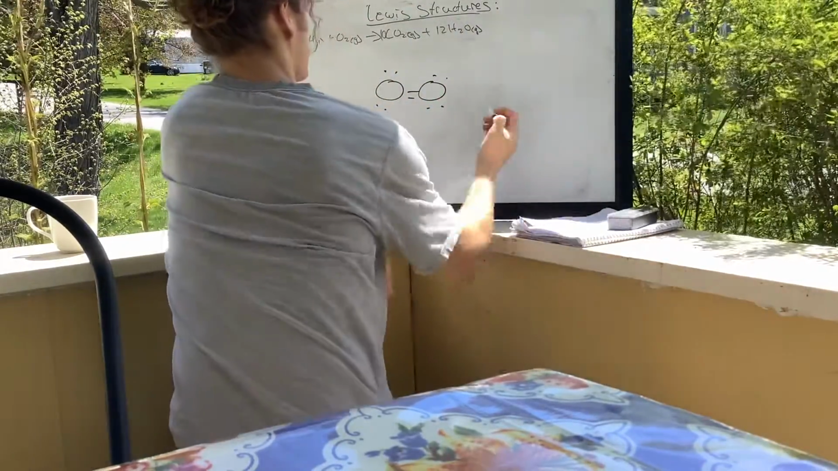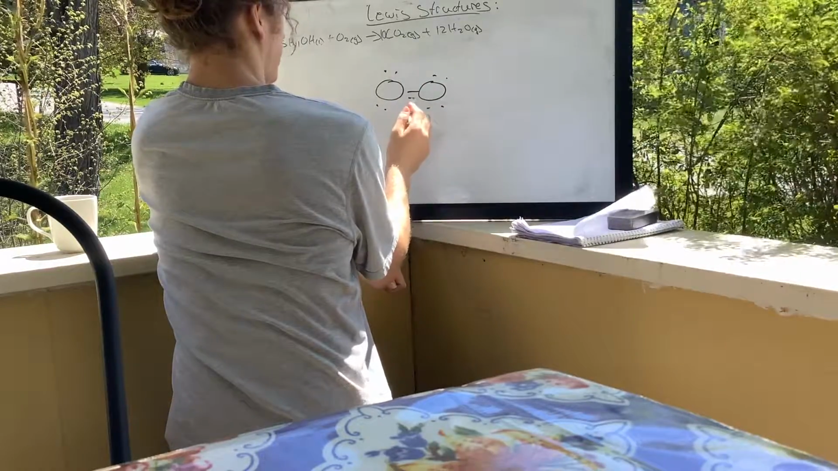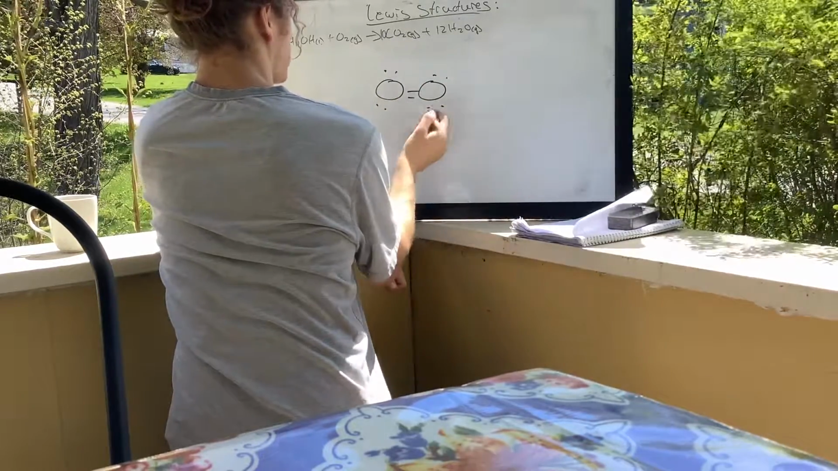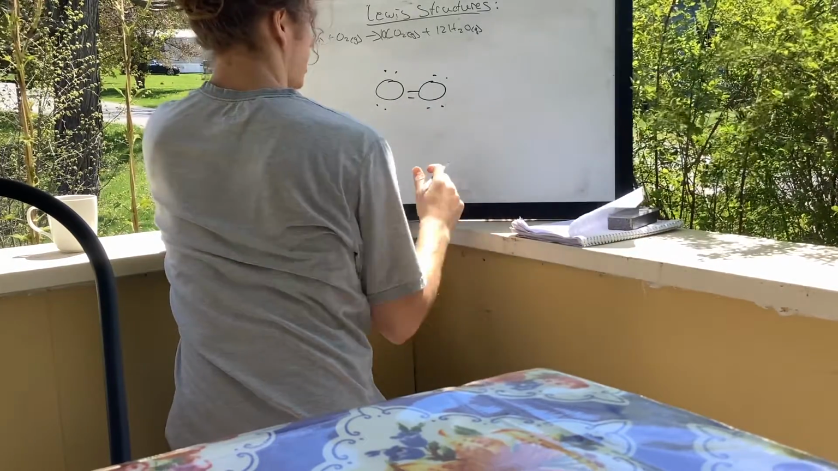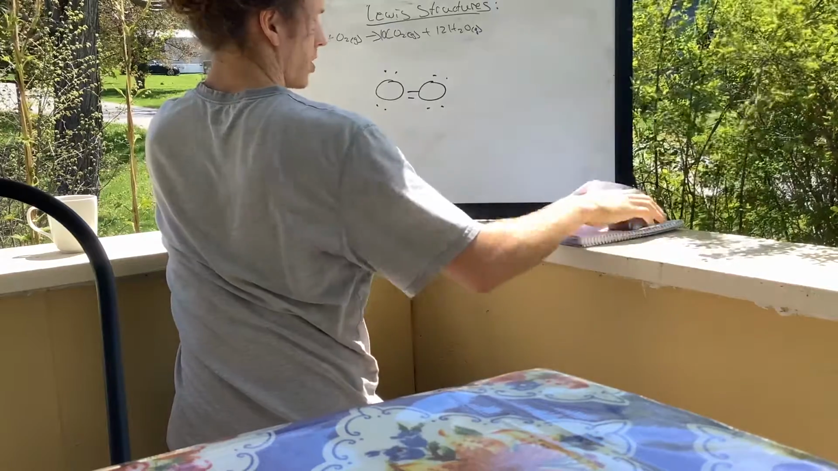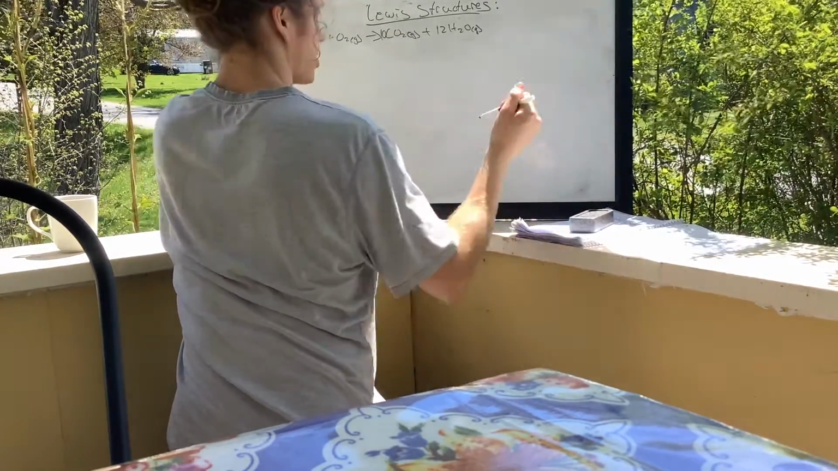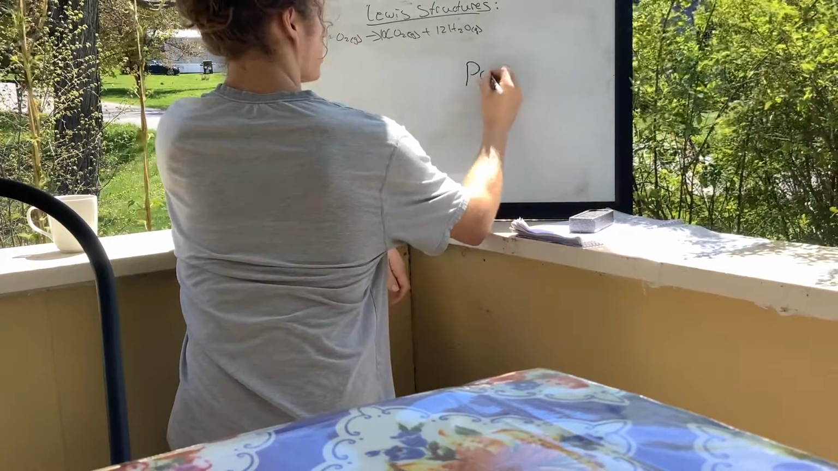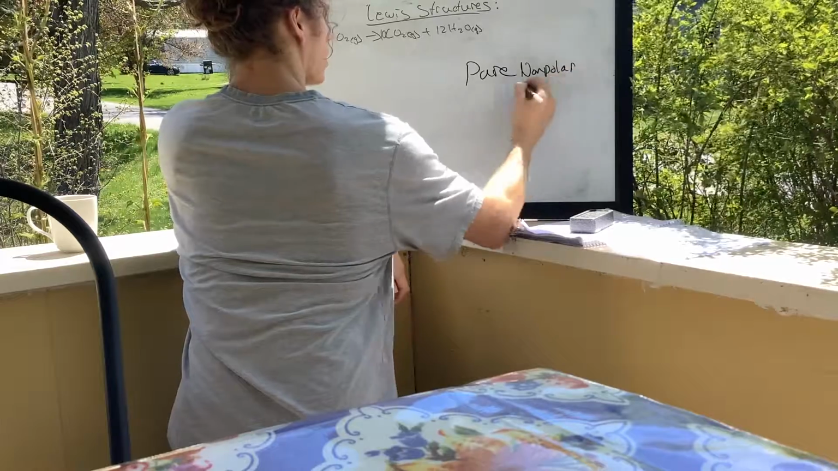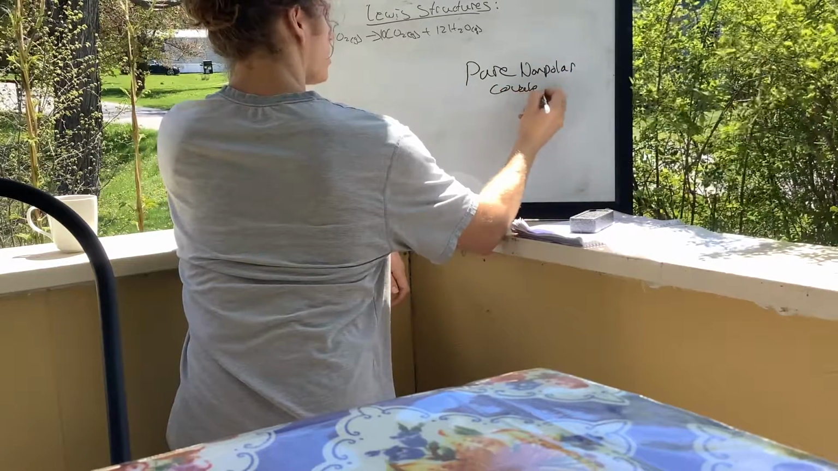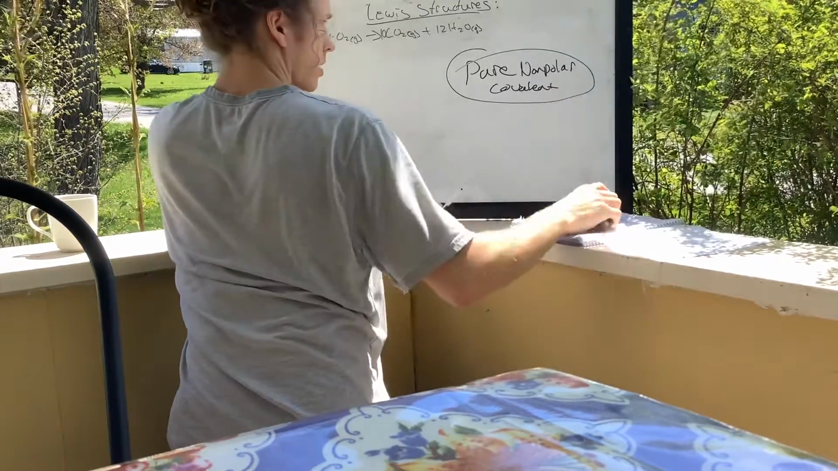So now we have 4 on each side, right? And then we have 4 in the middle, 4 going to both, right? 2 sharing from here, 2 being shared from here. And that creates 8 on 8 and 8, so that's the correct Lewis structure, with an electronegativity of 0, which gives us a pure nonpolar covalent 0.